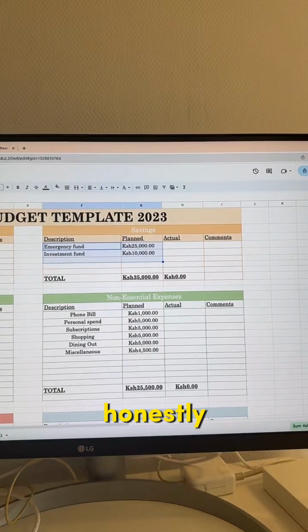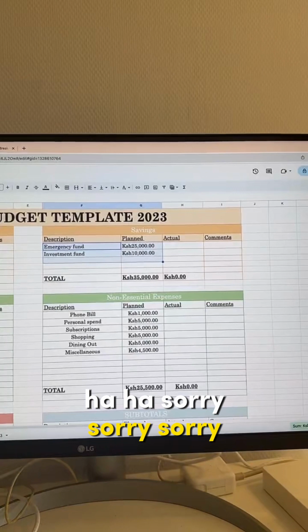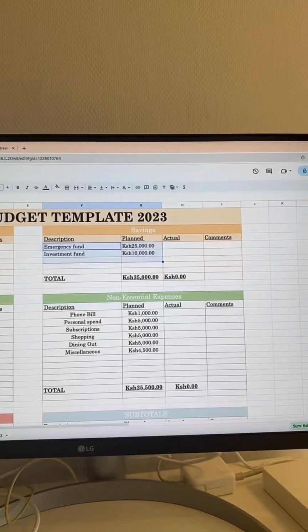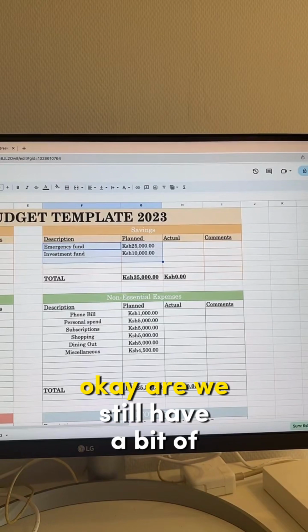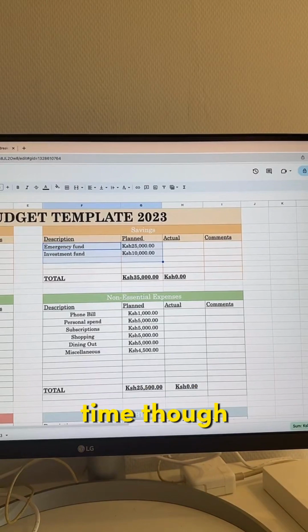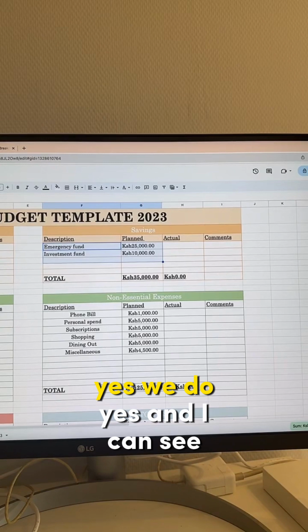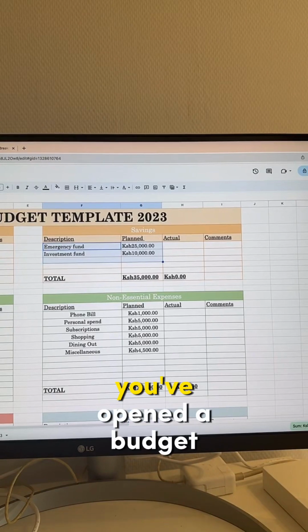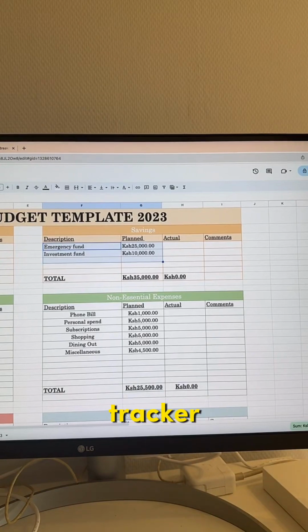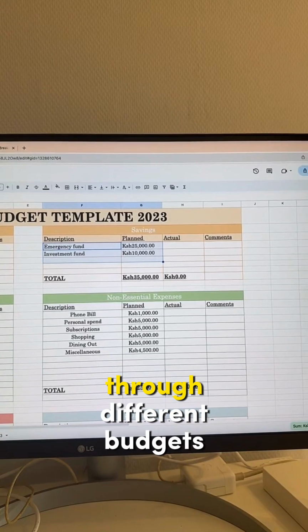Yes, it did the most, honestly. Sorry. Ni sawa tu, ndo zimerudi saa hizi. Okay. We still have a bit of time though. Yes, we do. And I can see you've opened a budget tracker. Yes, we were just going through different budgets.